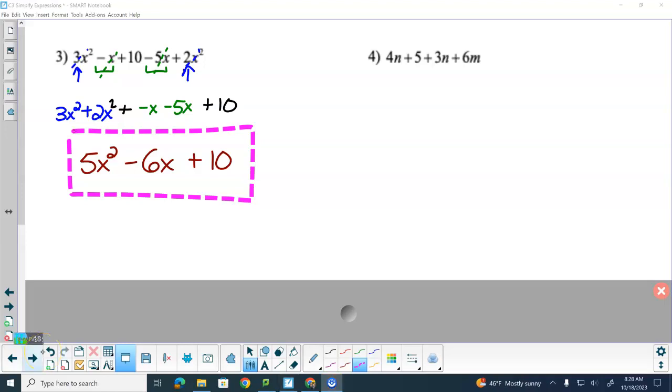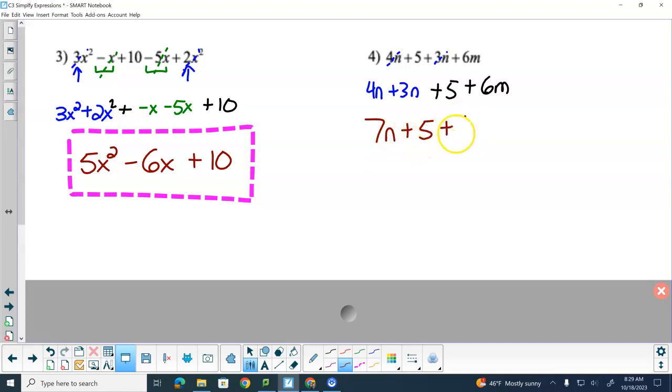All right, so in number 4, what are my like terms? 4n and 3n. So I can start by writing those together. 4n plus 3n. Any other like terms? No, there's no other like terms. So I can just write then plus 5 plus 6m. And so my answer here would be 7n. This is the most popular answer that I saw walking around the room. That works. I love it.